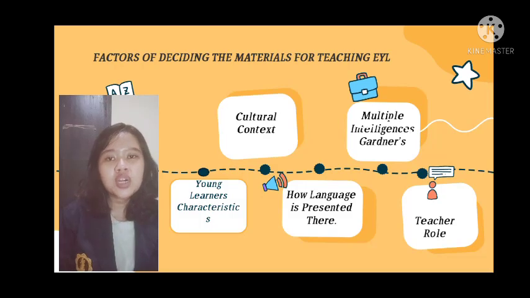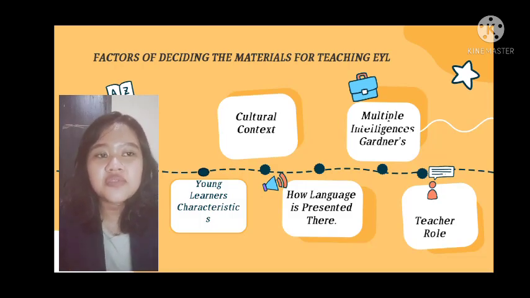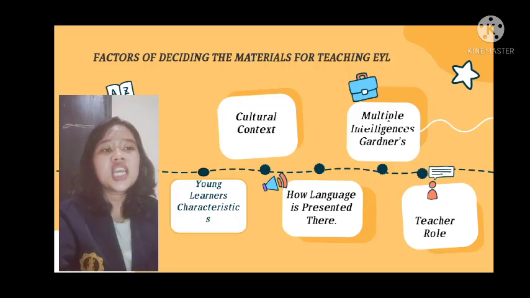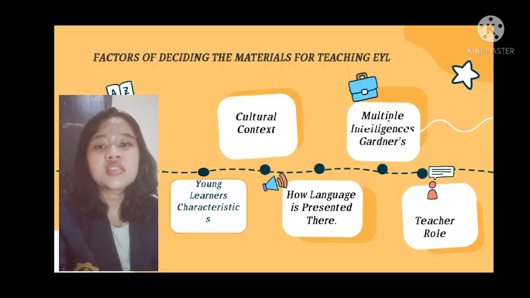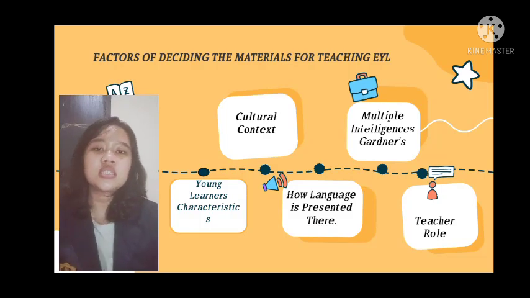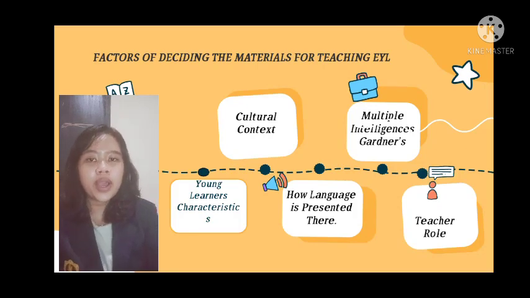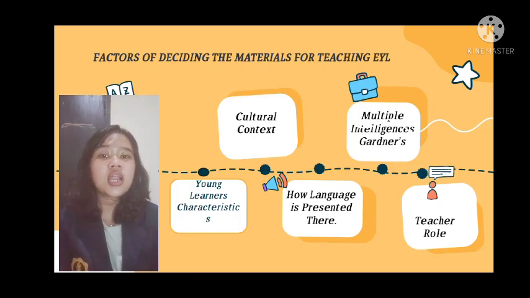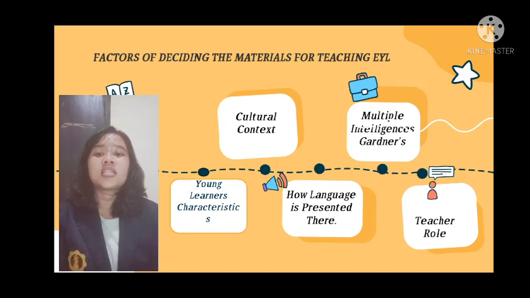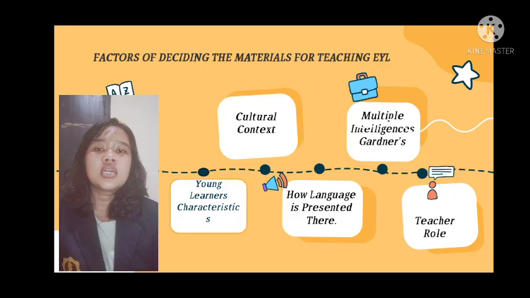Now I'm going to continue about the factors of deciding the materials for teaching English to young learners. The next factor is Gardner's multiple intelligences. Gardner's multiple intelligences, or MI theory, suggests that there are 7 different abilities, talents and mental skills used for problem solving. Those are intrapersonal, interpersonal, musical, bodily kinesthetic, spatial, linguistic, and logical mathematical.